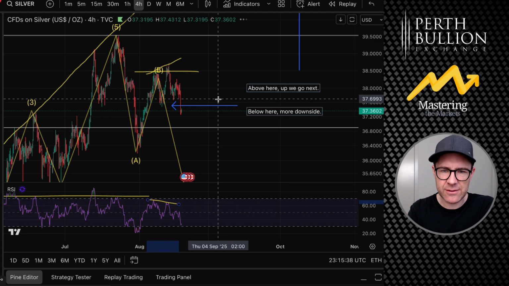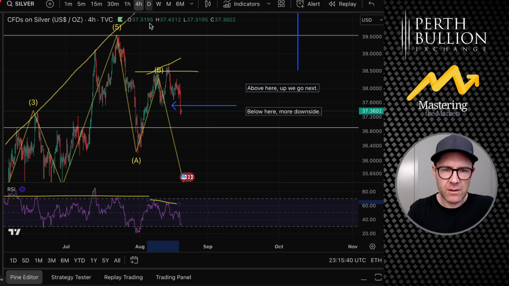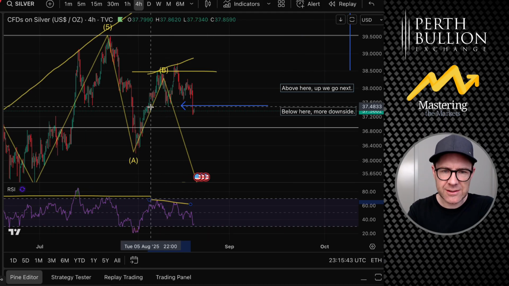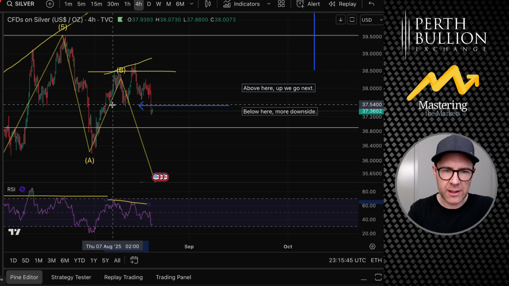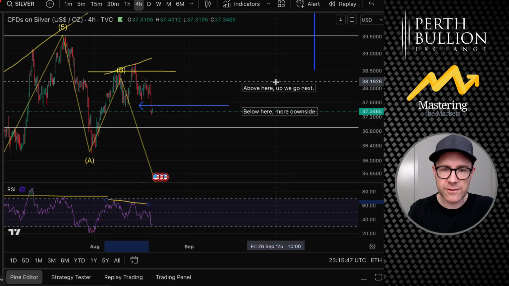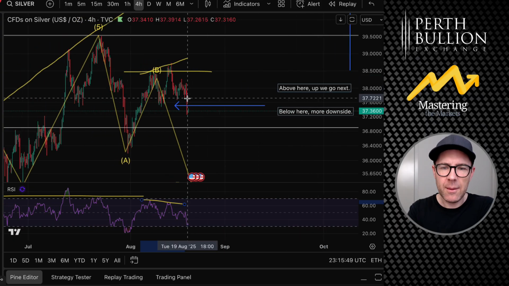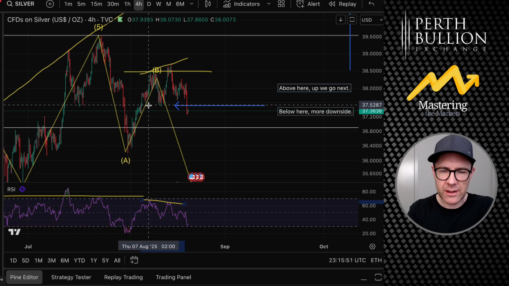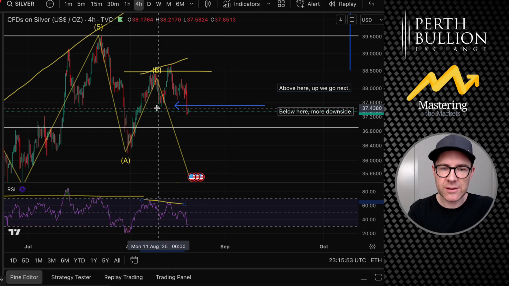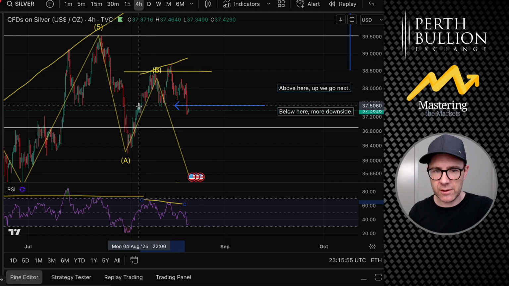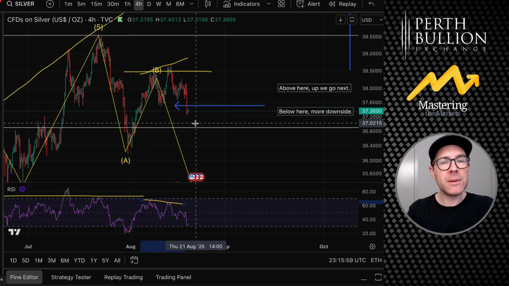Then I said right here, I'll keep it on the 4-hour time frame, I said above here, meaning above $37.50, up we go next. Below here, below $37.50, more downside. Okay, so we've seen a break of $37.50 in the last 24 hours roughly. More downside to come potentially.